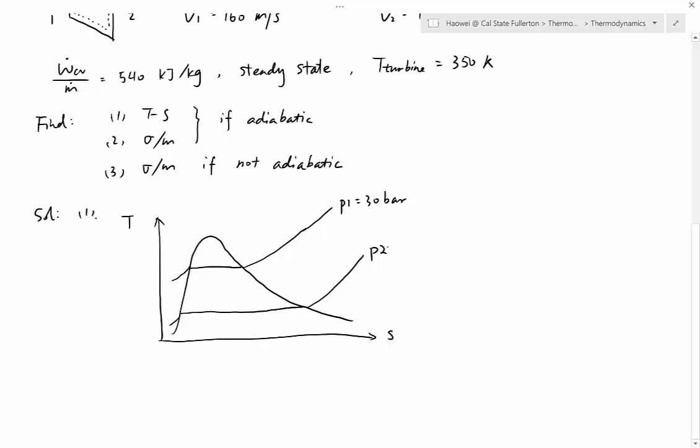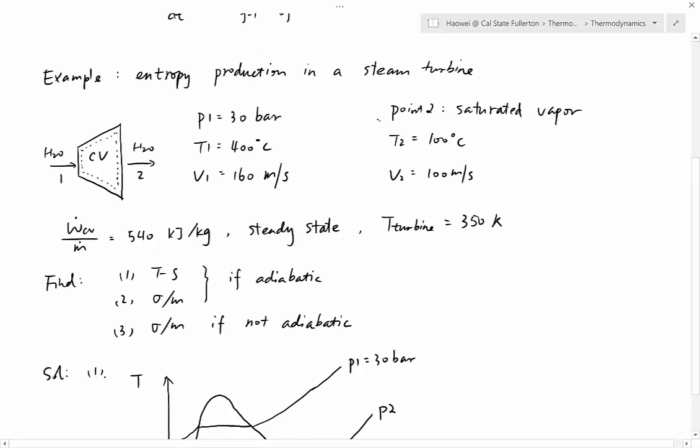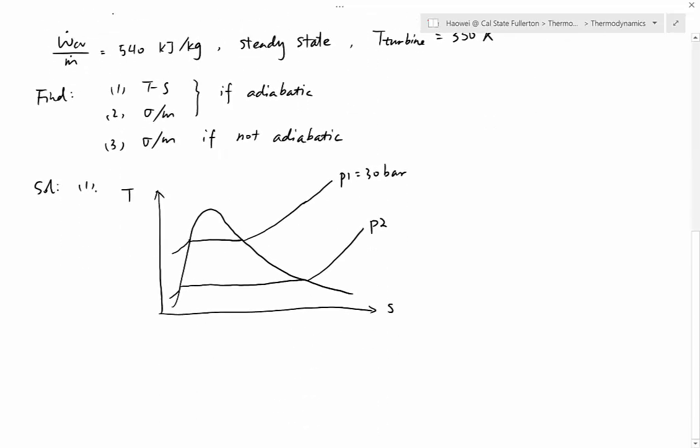Okay, so now let's locate point number 2, because point number 2 is really easy and it's already given. Point 2 is saturated vapor, so point 2 must be on P2 line and it has to be G point. So G point is here, and that's my number 2. That's my point number 2. Okay, next, let's locate point number 1.